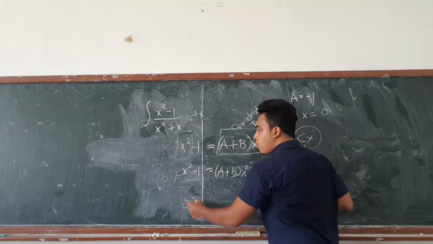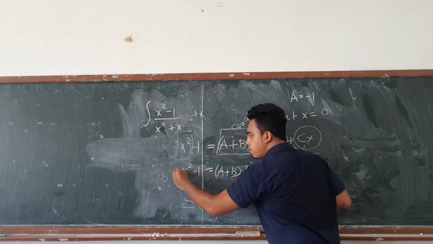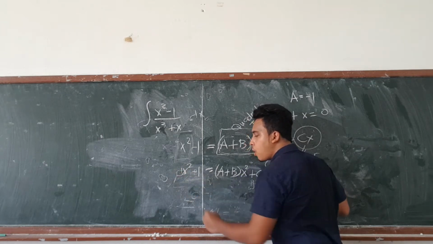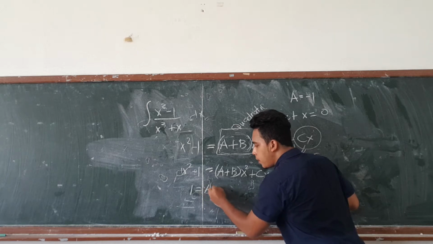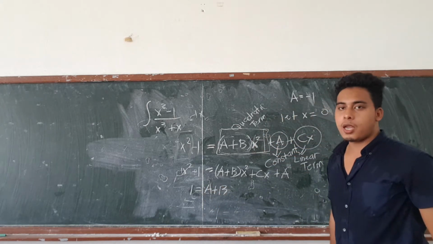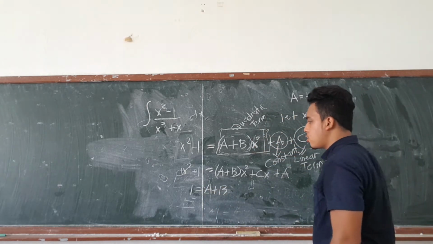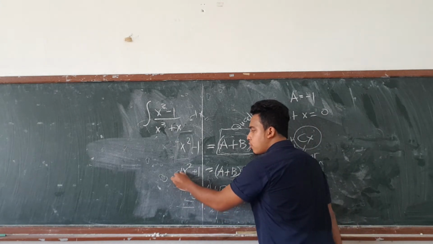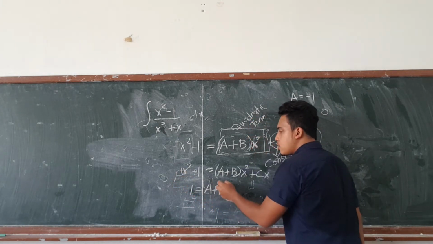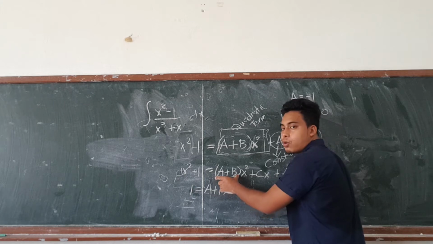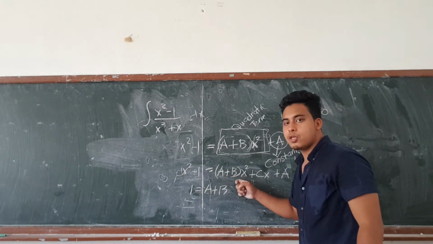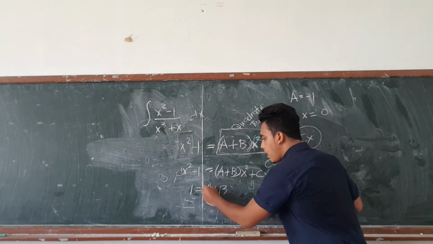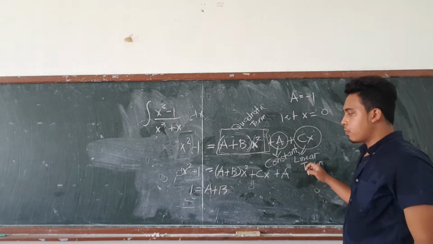So the numerical coefficient of x squared in this equation is 1. So 1 equals a plus b. It's because the numerical coefficient of this quadratic term is also equal to the numerical coefficient of this quadratic term, and the numerical coefficient of this quadratic term is a plus b.